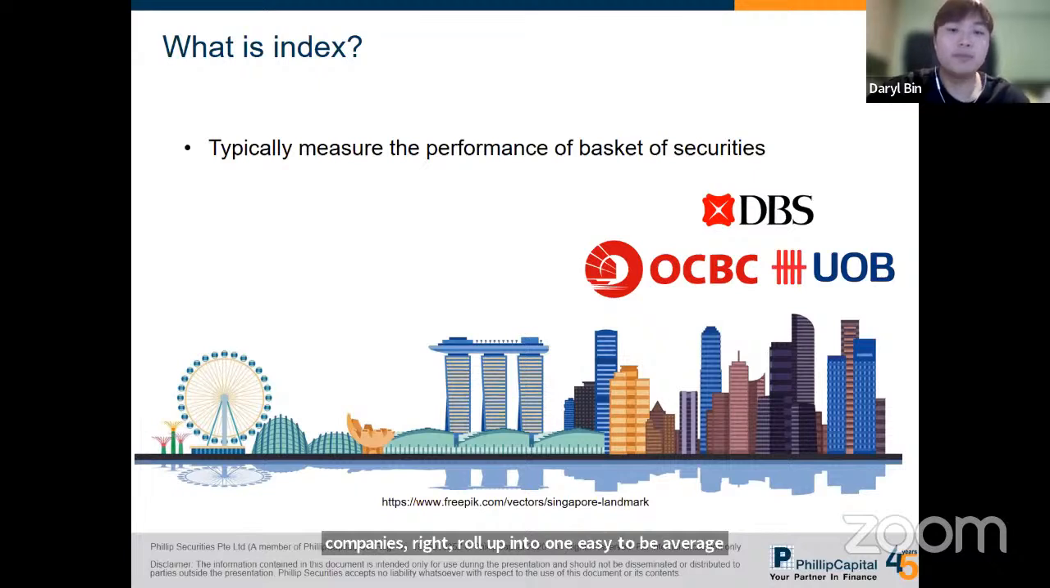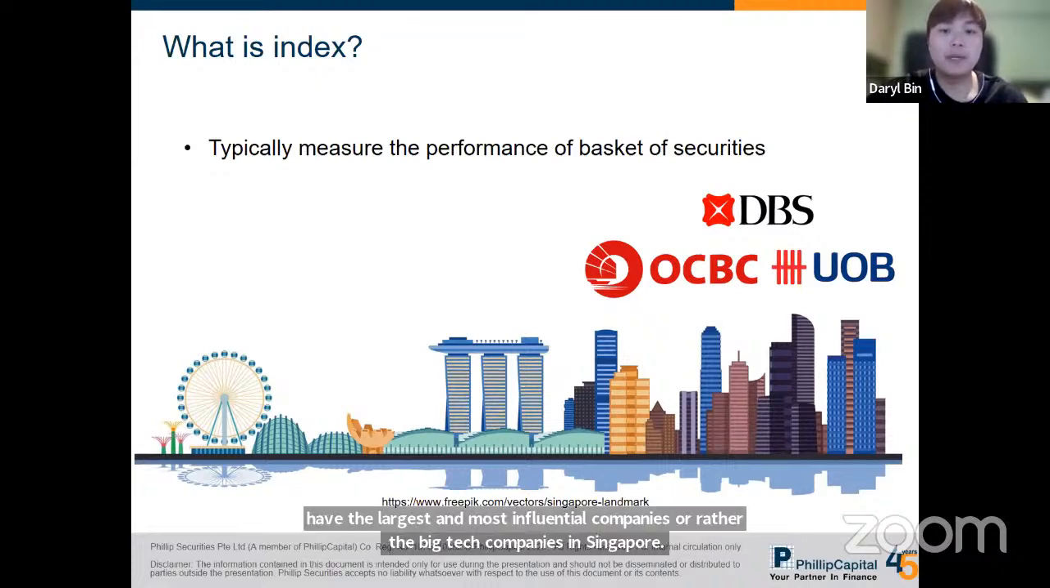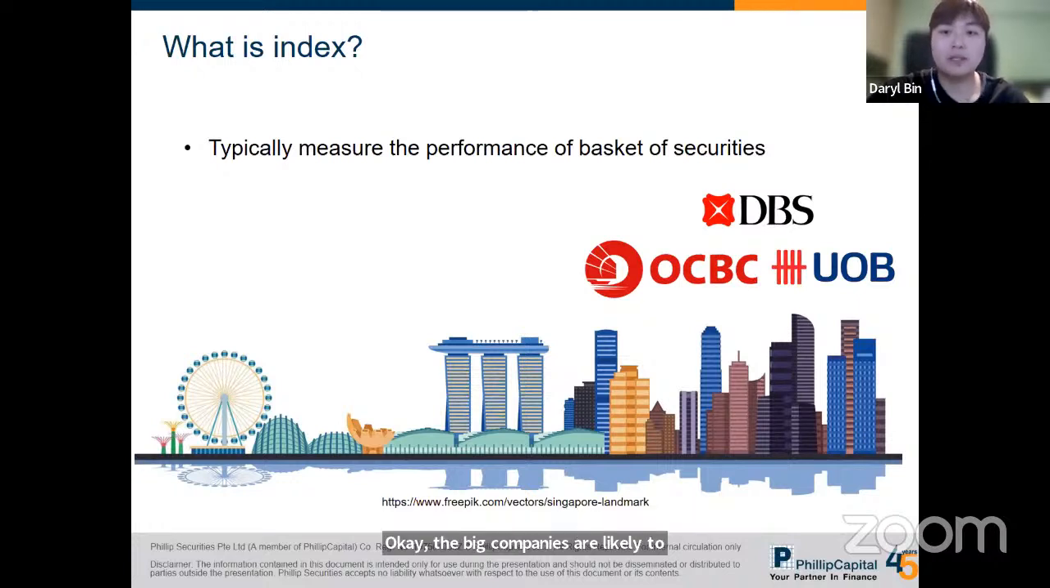If you hear people saying that the market is up, highly likely they are referring to STI being up. Not because STI is the market, but the index is a representative chunk of the market, because it has the largest and most influential companies, the big cap companies in Singapore. Big cap companies are likely to be more stable and more established. So as long as you have stayed in Singapore long enough, you probably have heard of these 30 companies inside the STI.